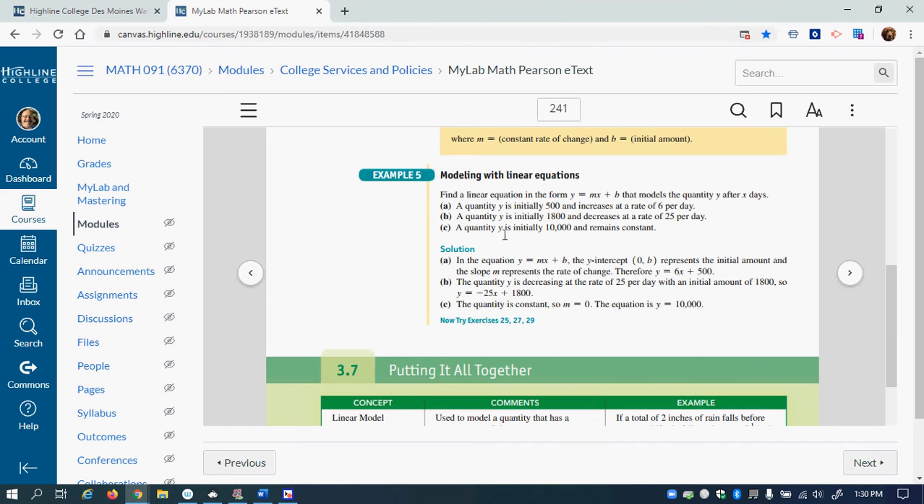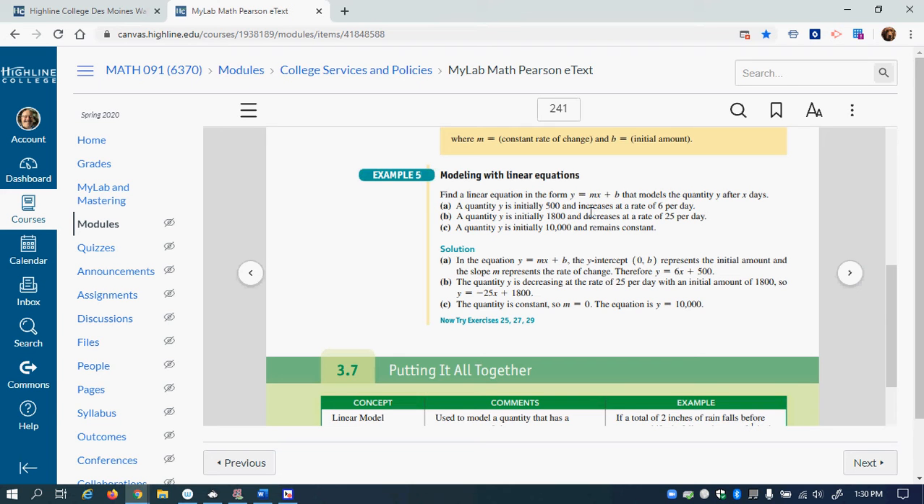And then a quantity is initially 10,000 and remains constant. So they're not telling us the slope, which means it must be 0. And so that means it stays 10,000 all the time. So we're just writing y equal to 10,000. These are the types of things you'll see in homework and quizzes and possible tests.